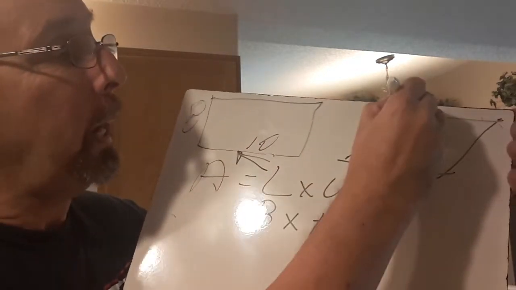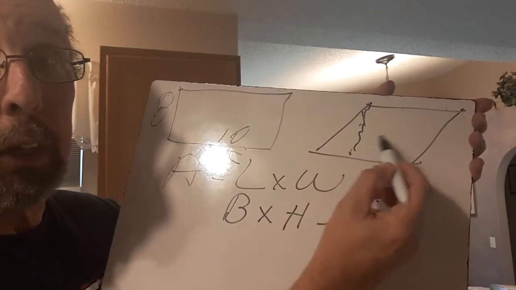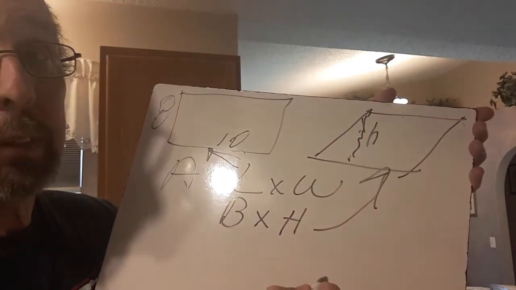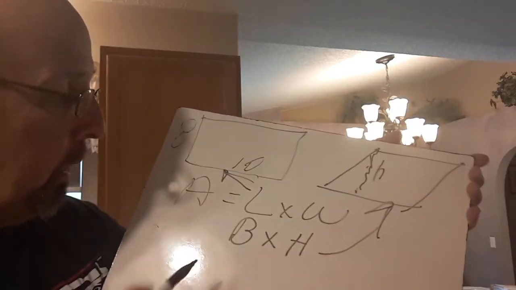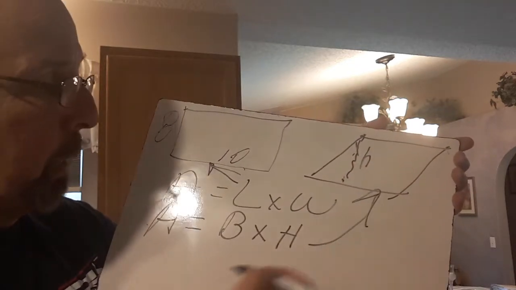Why? Because you got to have this number. They got to give you that number for the area of a parallelogram, and that is the height. You got to have it. So, area here of the parallelogram, base times height.